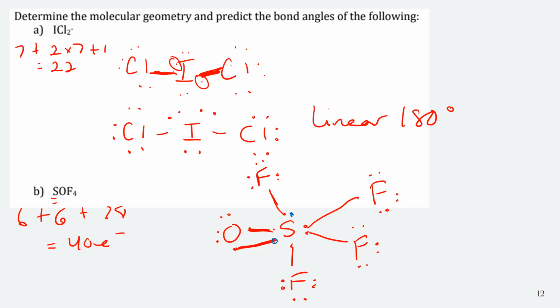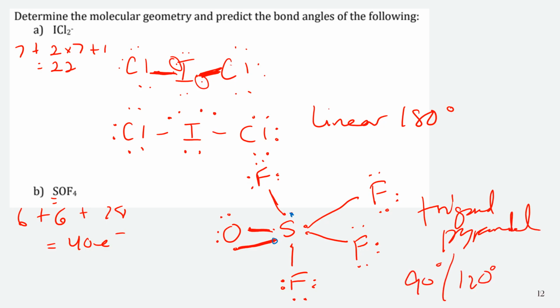So we have 6. How many domains? We have 5 domains, and they're all bonding domains. So this is trigonal bipyramidal, with 90 and 120 degree angles. So this is a double bond. We have our 2 bonds up here, here, and here. And we have these as well.